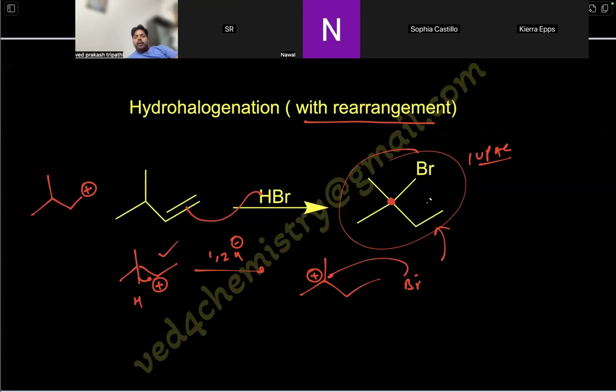First job is to identify the longest parent chain, the longest carbon chain. So 1, 2, 3, 4, or from this side 1, 2, 3, 4. So 4 carbons would be my longest carbon chain, and then start numbering from the end where the branch gets the lowest number. So 1, 2, 3, 4. Yes, 2-bromo-2-methylbutane. Very good.